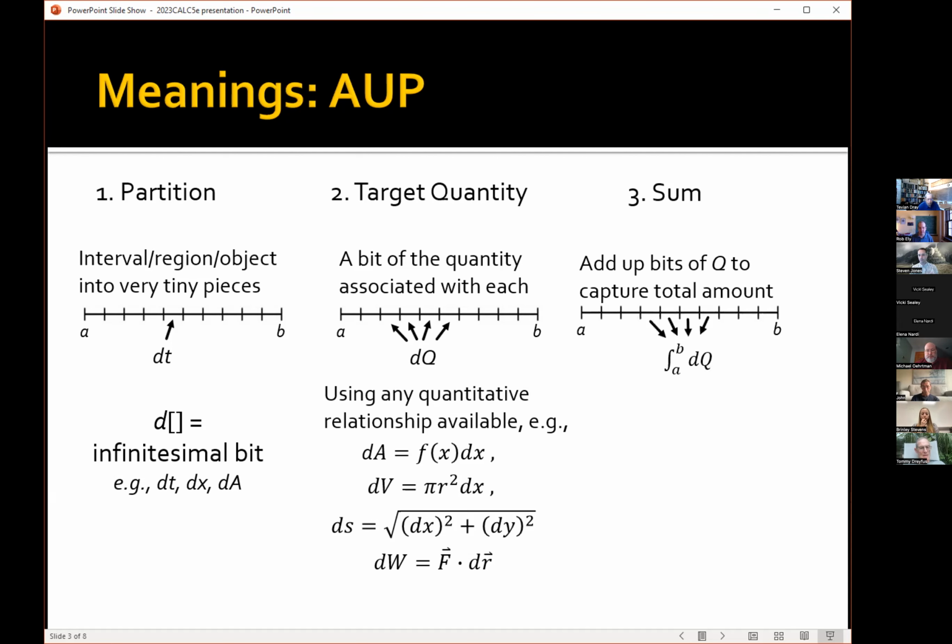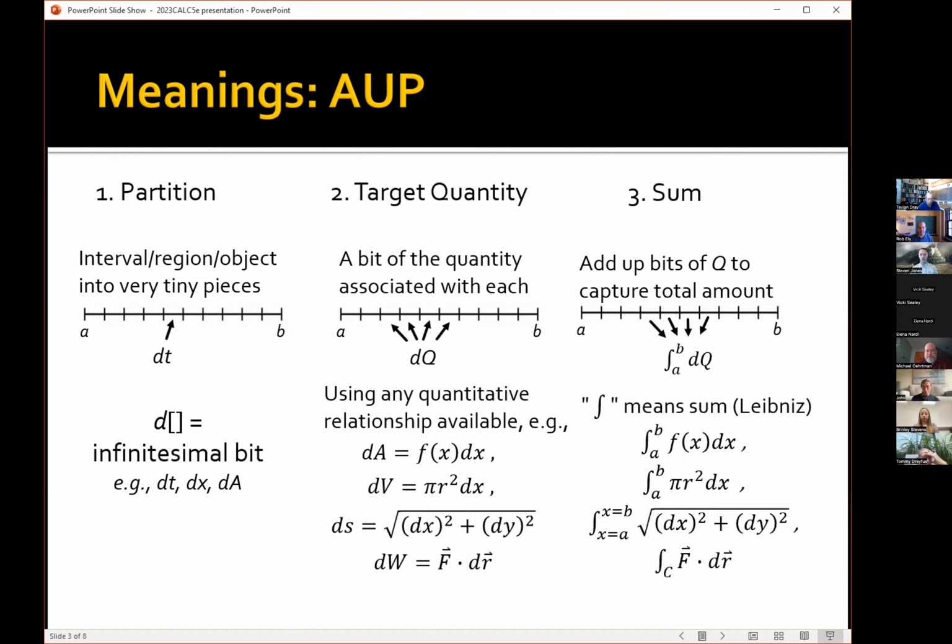Then the last one, sum, is what you'd expect it to be: we have little bits of this quantity in each of those pieces. And so the meaning of the integral is a summation, a special summation of the quantity over all those little pieces. So in this case, the integral symbol means sum, the way that Leibniz originally intended when he introduced this symbol. And so all of these integrals mean adding up those little bits. So again, like that second integral, you're adding up the little bits of area for each of those pieces, or for the third one, you're adding up little arc lengths for each of those pieces.